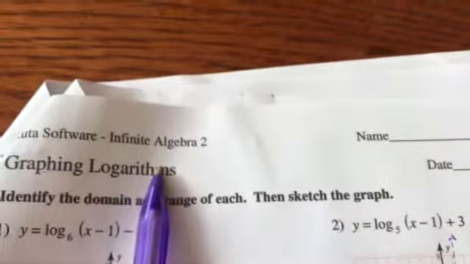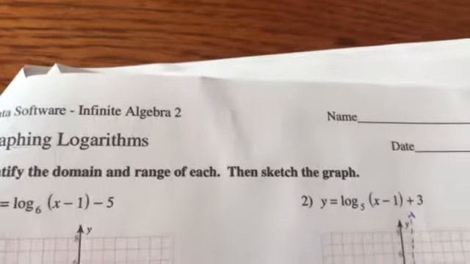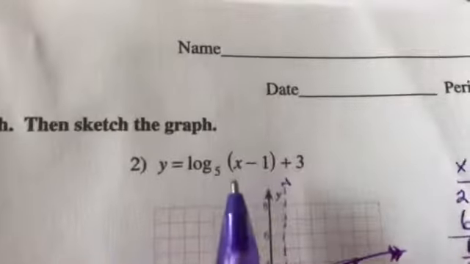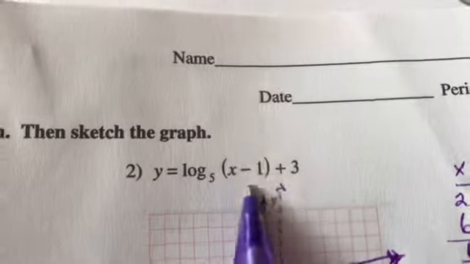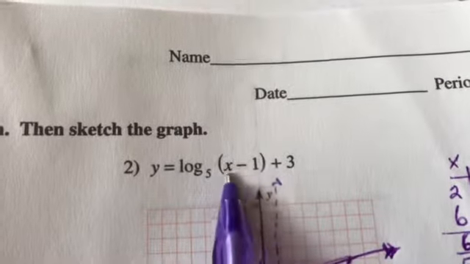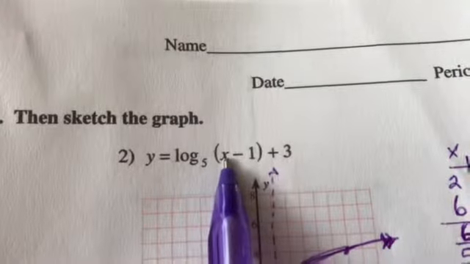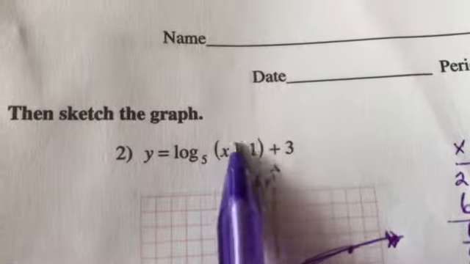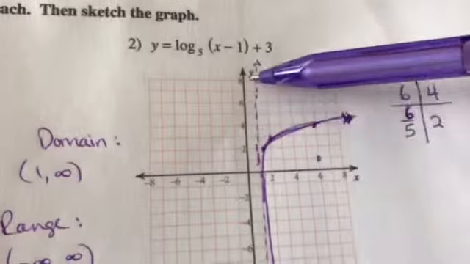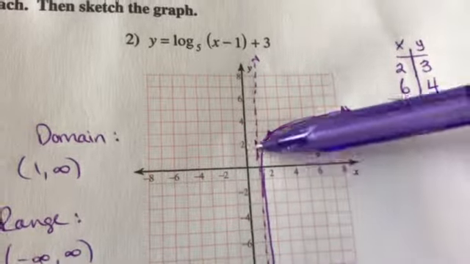When you're graphing logarithms, I already did that long video, but let me remind you that you can't take the log of 0. So figure out what makes this 0, which in this case would be 1. 1 minus 1 is 0. So 1 is your asymptote. I went ahead and put a dotted line through 1.